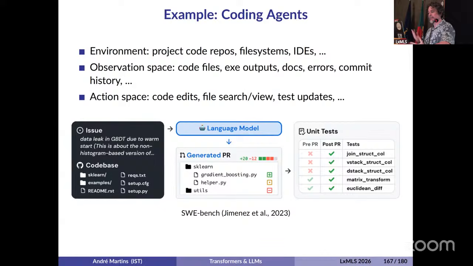So one classical example is coding agents. This is where current models are excelling. Many of you probably use Claude Code or something similar, and you saw that they can do amazing things. In this case, the environment consists of repos, file systems, IDEs. The observation space is code files, executable outputs, commit history, things like that. And then the actions that you can perform are editing code, searching for files, testing some updates, and so on.